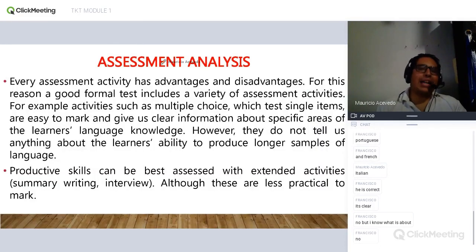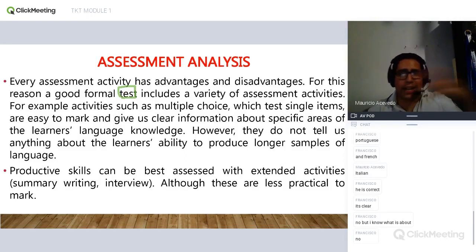Okay, now assessment analysis. Okay, so as you know, assessment can be easy, sometimes it can be very difficult. For example, every assessment activity has advantages and disadvantages. For this reason, a good formal test includes a variety of assessment activities. So that's why tests are the most recommendable activities, right? Because if you make a test with different activities, with different percentages, and everything, then you will have a nice evaluation.